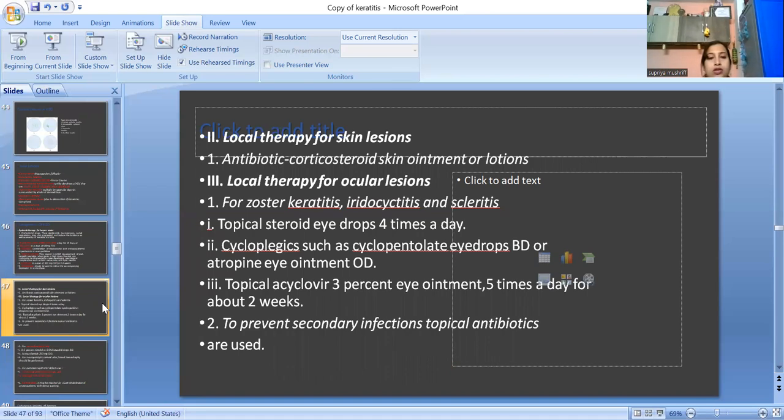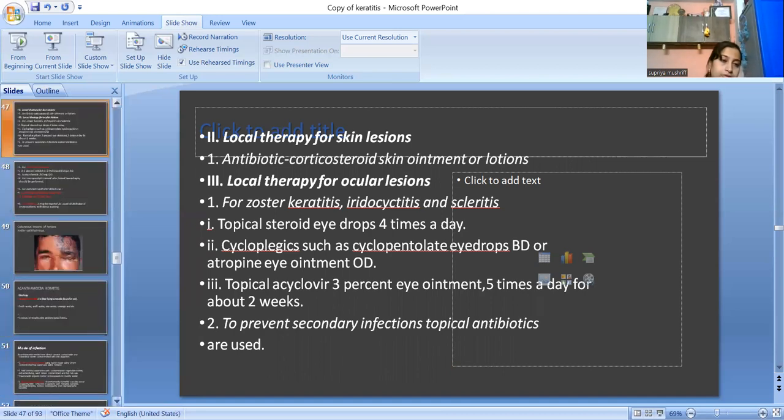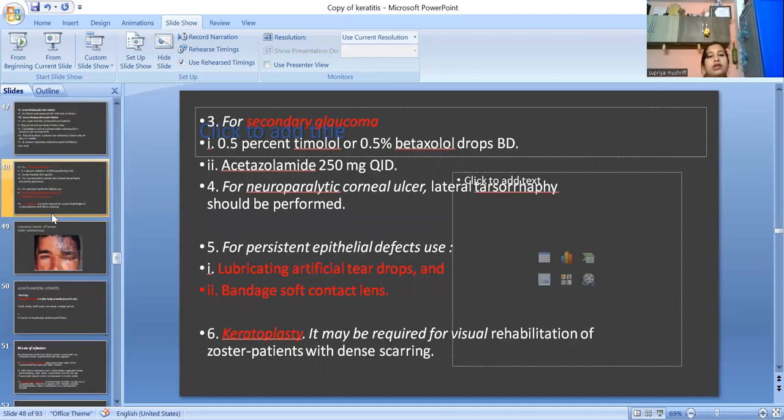Local therapy for ocular lesions, for zoster keratitis, iridocyclitis, and scleritis, includes topical steroid eye drops 4 times a day, a cycloplegic such as cyclopentolate eye drops 2 times, and/or atropine eye ointment OD, and topical acyclovir 3% eye ointment 5 times a day for about 2 weeks. To prevent secondary infection, topical antibiotics are used. For secondary glaucoma, 0.5% timolol or 0.5% betaxolol drops can be used, or acetazolamide 250 mg 4 times a day can be given.